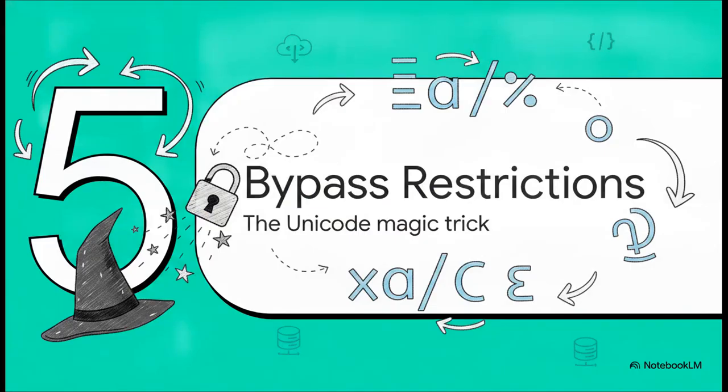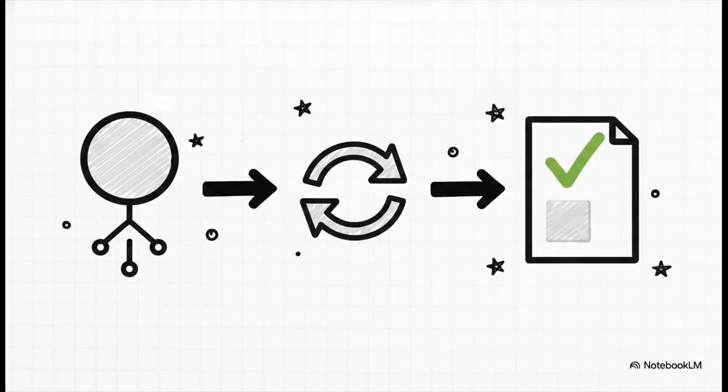Section 5. Bypassing restrictions with swaps. The Unicode magic trick. This is where we pull off a clever little magic trick to outsmart the system. We intercept the checklist nodes in the AST while they're still just raw data points, specifically looking for list nodes where the checked Boolean is present.